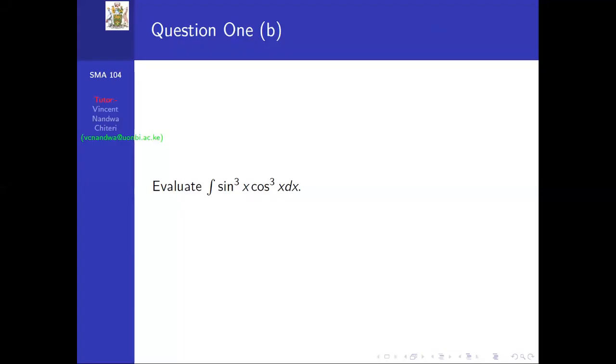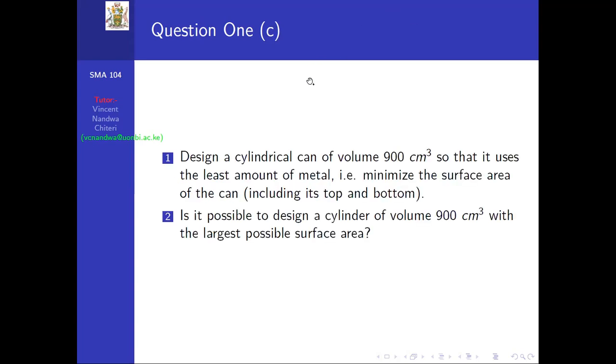So question 1b is to evaluate the integral of sine cubed x cos cubed x dx. Now, the key feature of this integral is that the power of sine, or say the cosine, is an odd function. It's an odd number. So therefore, we use the substitution that sine squared x is the same as 1 minus cosine squared x. And then that will help us now to reduce the integral into an easier form to evaluate. So let's demonstrate the solution.